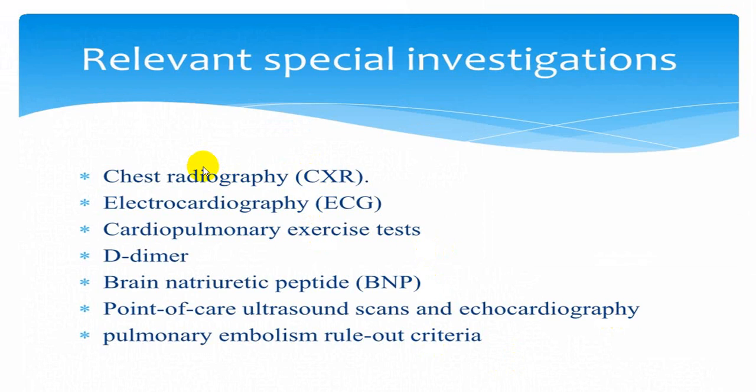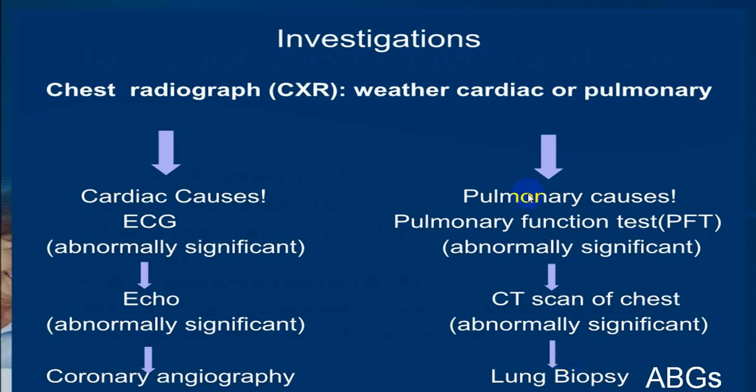So standard chest X-ray, ECG, N-terminal BNP, D-dimer, ECHO, very, very helpful. Ultrasounds, pulmonary embolism, you should rule out. Chest X-ray, if there is a cardiomegaly, then you can go for cardiac workup. If there is a respiratory finding, you can go for a respiratory workup.